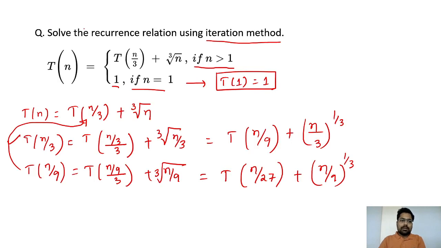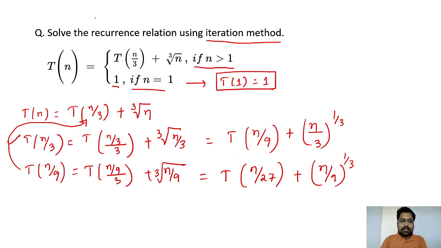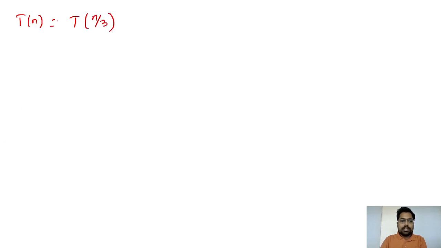Next you substitute it. Actually in iteration we are not exactly going to substitute the value directly; we have to find it up to k times, and after k times we substitute one value. But to make it simpler, I'm just using the value which we found, T(n/9), in place of T(n/3). Simply, I'm writing T(n) = T(n/3) + root over n. Clear?